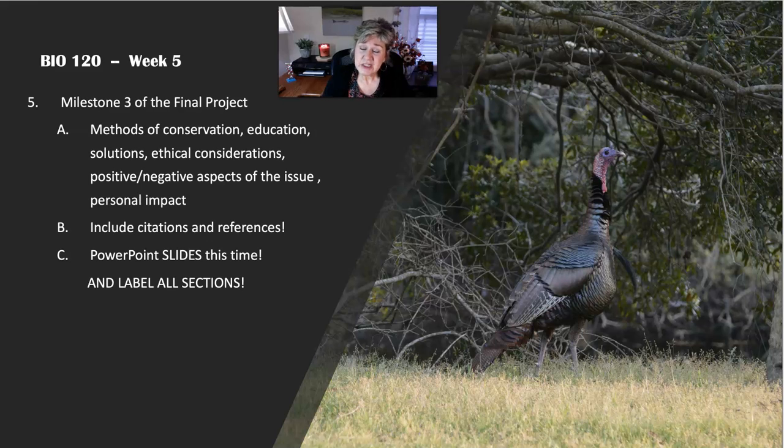Include citations. And so citations are referencing your resources in your particular body of work. And the references at the end. Use PowerPoint slides or something similar and label all your sections. Methods of conservation at the top. Then tell me about it. Education. Then tell me about another slide. So each of these would be a slide, really.